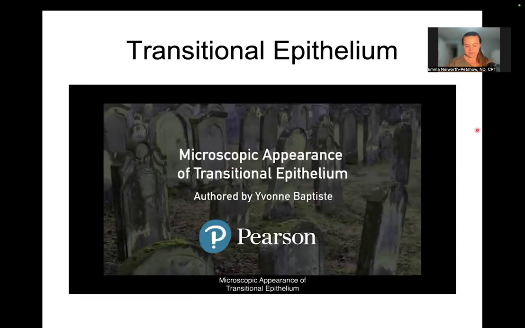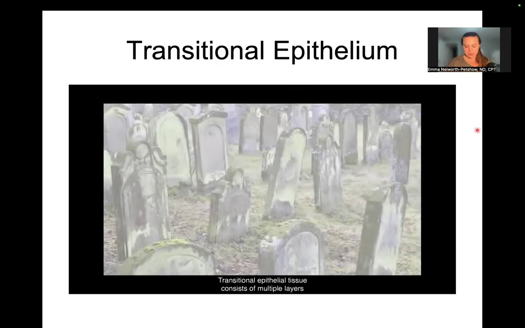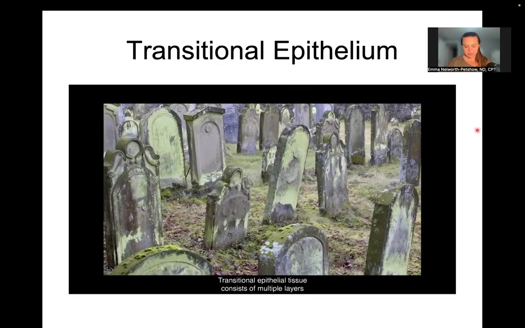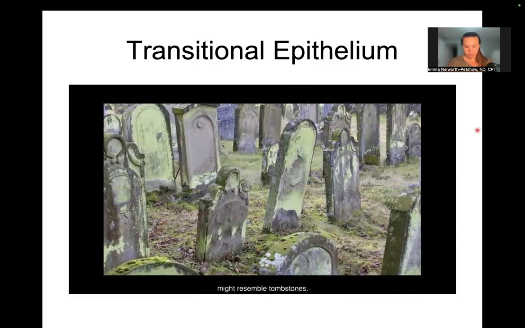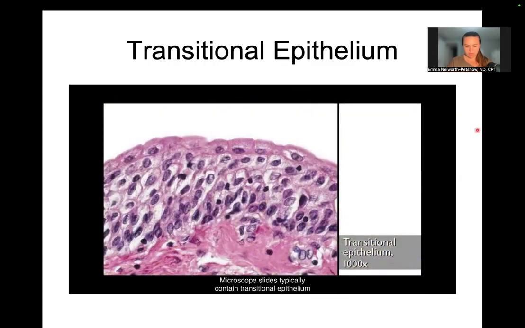Microscopic appearance of transitional epithelium. Transitional epithelial tissue consists of multiple layers of rounded cells with dome-shaped tops that might resemble tombstones. Microscope slides typically contain transitional epithelium in its relaxed state. Notice the tombstone shape of the cells. This tissue is situated between the internal cavity of an organ, known as the lumen, and underlying connective tissue.